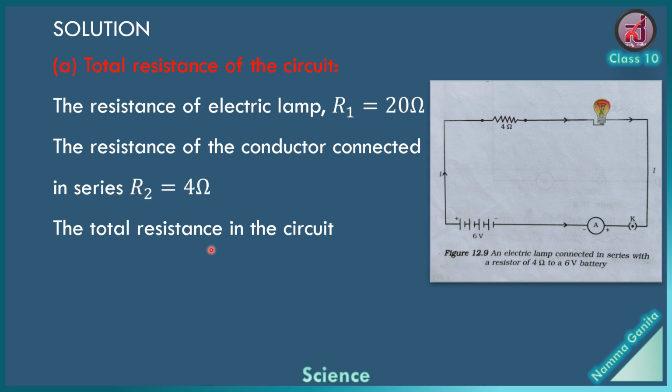Therefore, the total resistance in the circuit Rs is equal to R1 plus R2. Here, an electric lamp and the conductor both are connected in series. Therefore, total resistance or equivalent resistance Rs is equal to R1 plus R2, 20 ohm plus 4 ohm, that is 24 ohm. Therefore, the total resistance in the circuit is equal to 24 ohm.